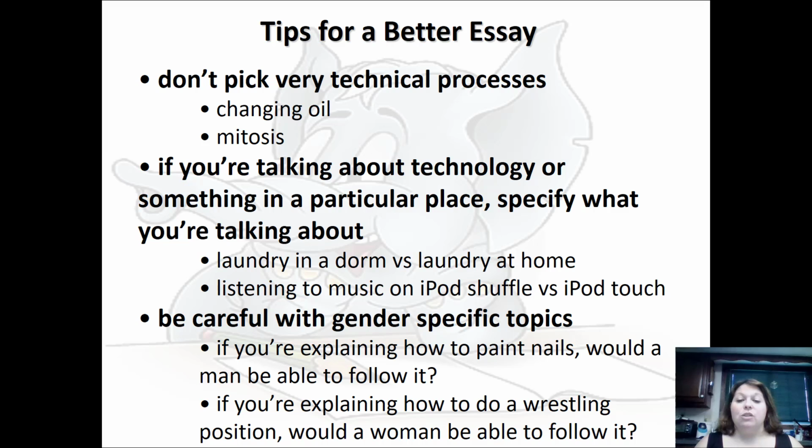But sometimes it's really a great idea, if you pick something gender specific, to have the other gender try it out. And any issues they have, or any holes or questions they have, mistakes they make, don't answer them. It means that it's a gap in the writing.